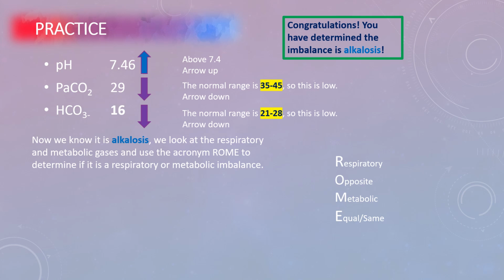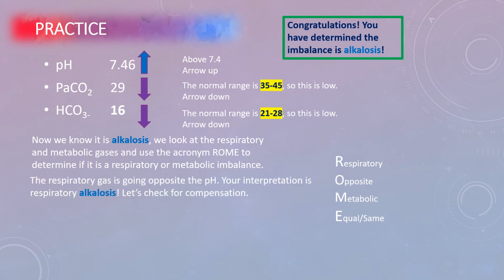Now we use the acronym ROME to determine if it's a respiratory or a metabolic problem. The respiratory gas is going opposite the pH, so our interpretation is respiratory alkalosis.